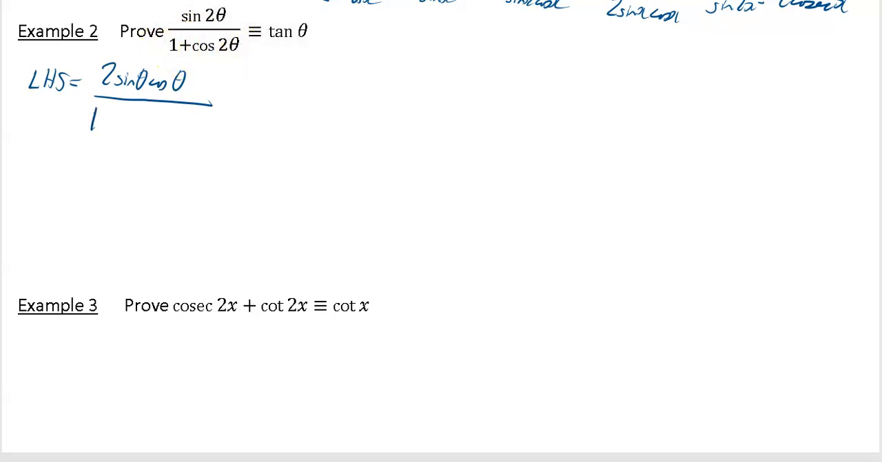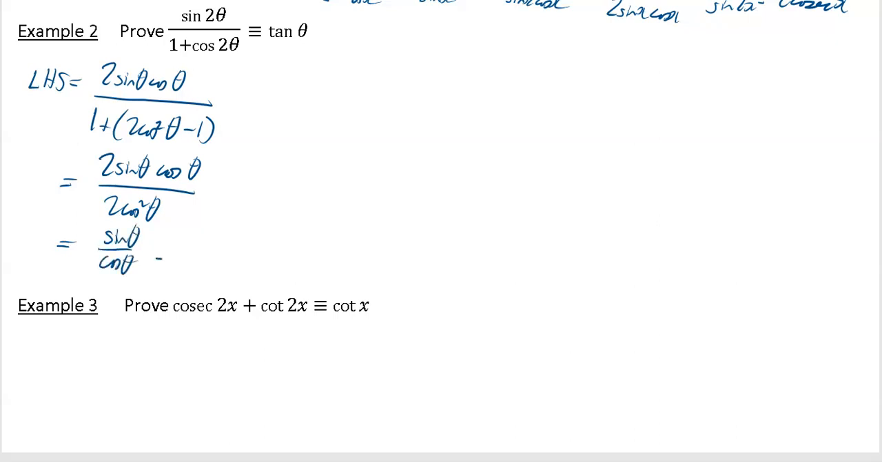So I've still got my 1 at the minute, and my cos 2 theta, I'm going to write it as 2 cos squared theta minus 1. So you can see what happens. This 1 and this new minus 1 will cancel each other out. So it leaves you with just 2 sine theta cos theta over 2 cos squared theta. And then if you do that out, the 2's will cancel and the cos on the top will cancel with one of the cos's at the bottom. So it'll leave you sine over cos, which is the same as your tan, which is your right hand side. Happy days, you've done it.